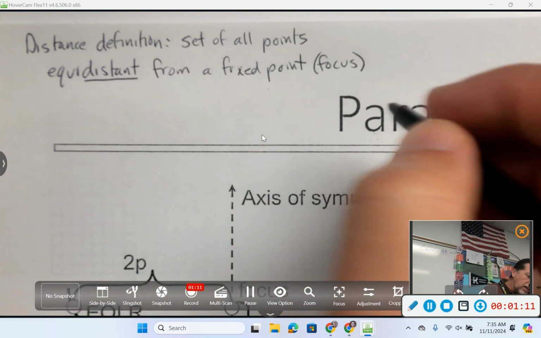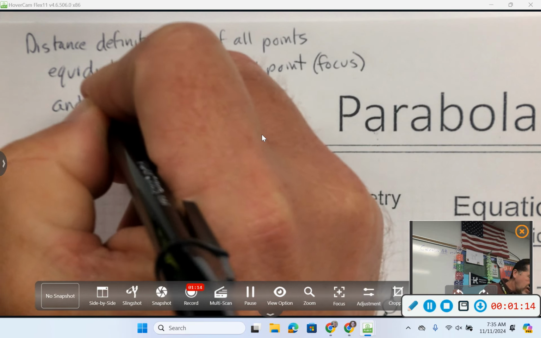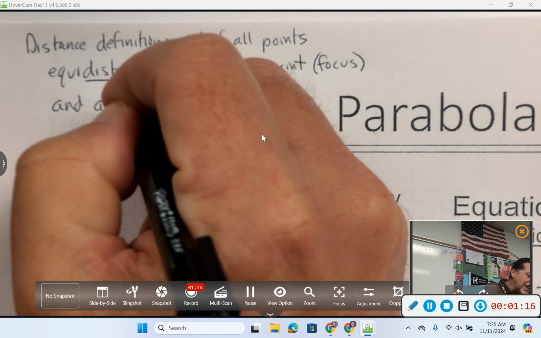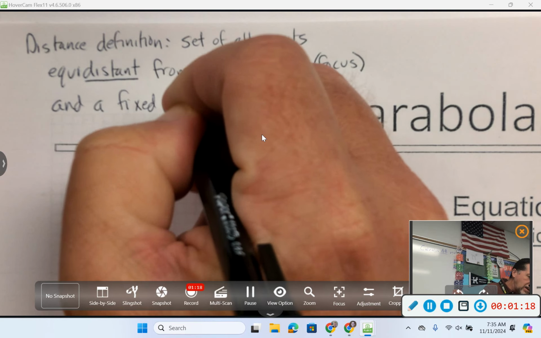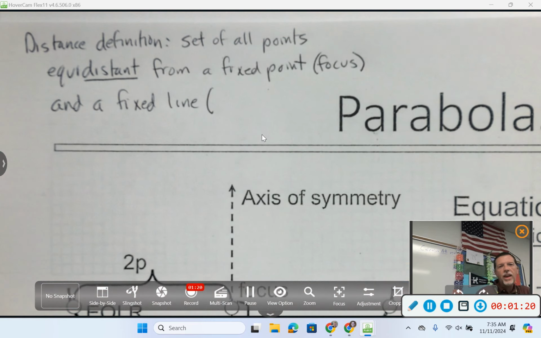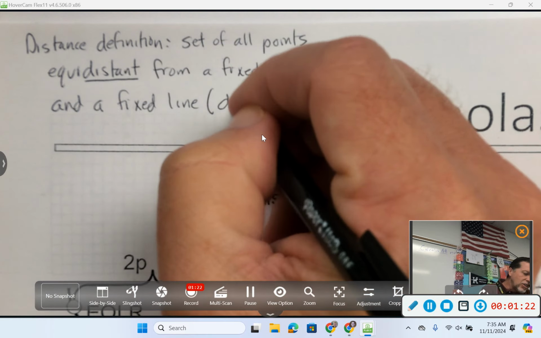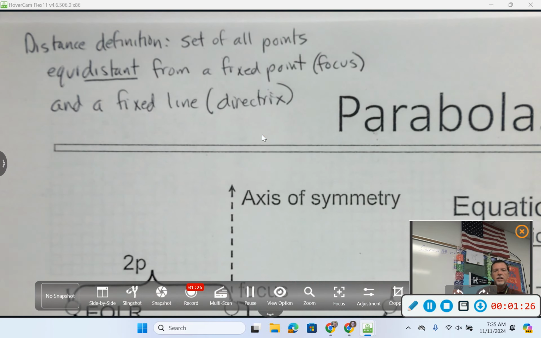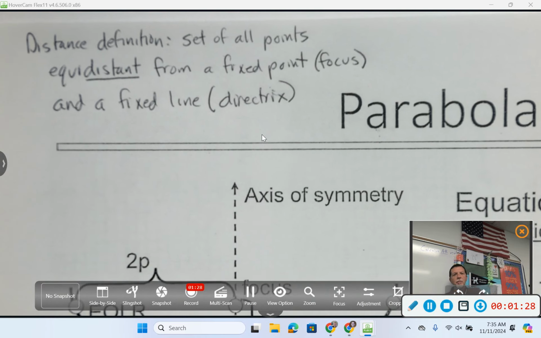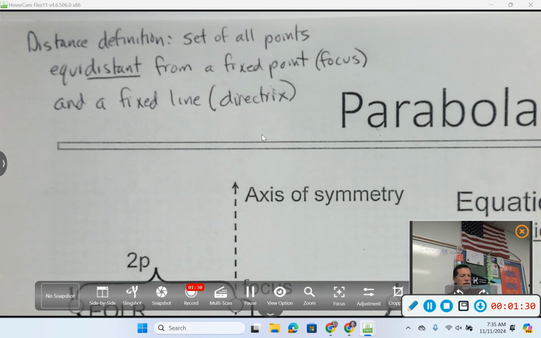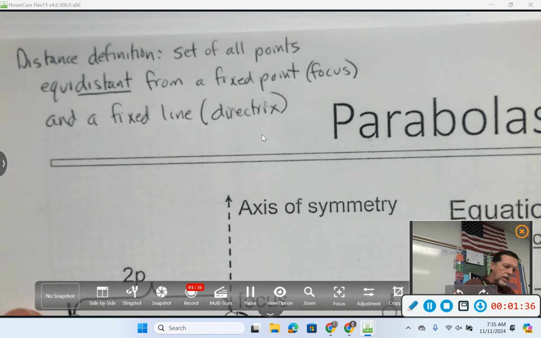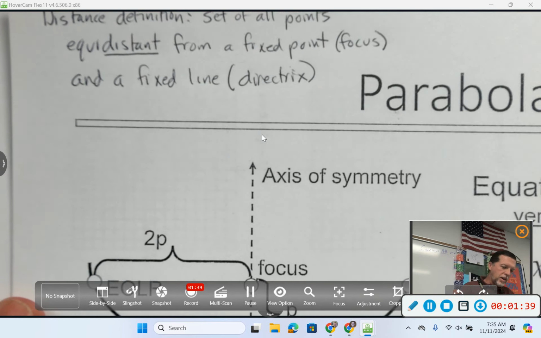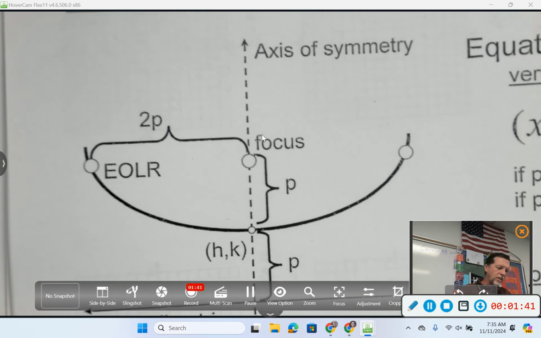The other thing is a fixed line, and the fixed line is called the directrix. Funny name, directrix. So let's look at our picture and see if we can make sense of our picture based on that definition.